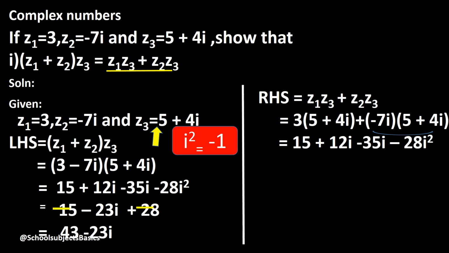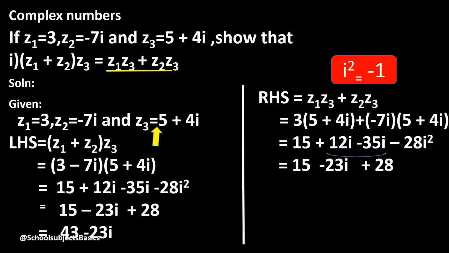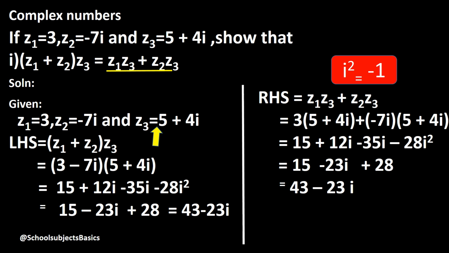Similarly, first we write the value for the constant. Here the constant value is 15, written as it is. Then the values of i are 12 and minus 35. Since they have the same i, we subtract and put the sign of the greater number, that is minus, and after subtracting we get 23. Then the last one, minus 28i square. We know that the value of i square is minus 1, so it becomes plus 28. So 15 plus 28 is 43. So it is written as 43 minus 23i.